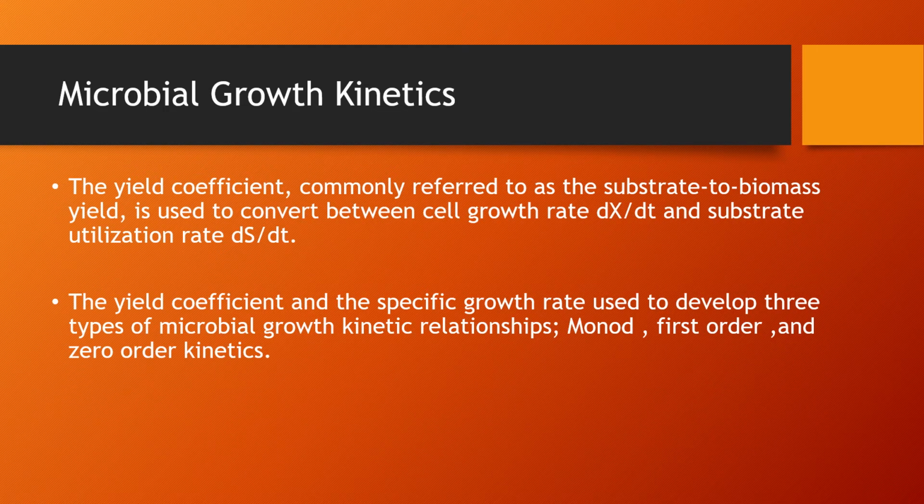Now the yield coefficient is commonly referred to as substrate to biomass yield. It is used to convert between cell growth rate and the substrate utilization rate. So cell growth rate is dx by dt and substrate utilization rate is ds by dt. The yield coefficient and specific growth rate are used to develop three types of microbial growth kinetics relationships: Monod, first order and zero order kinetics. So that we are going to study in the upcoming slides.